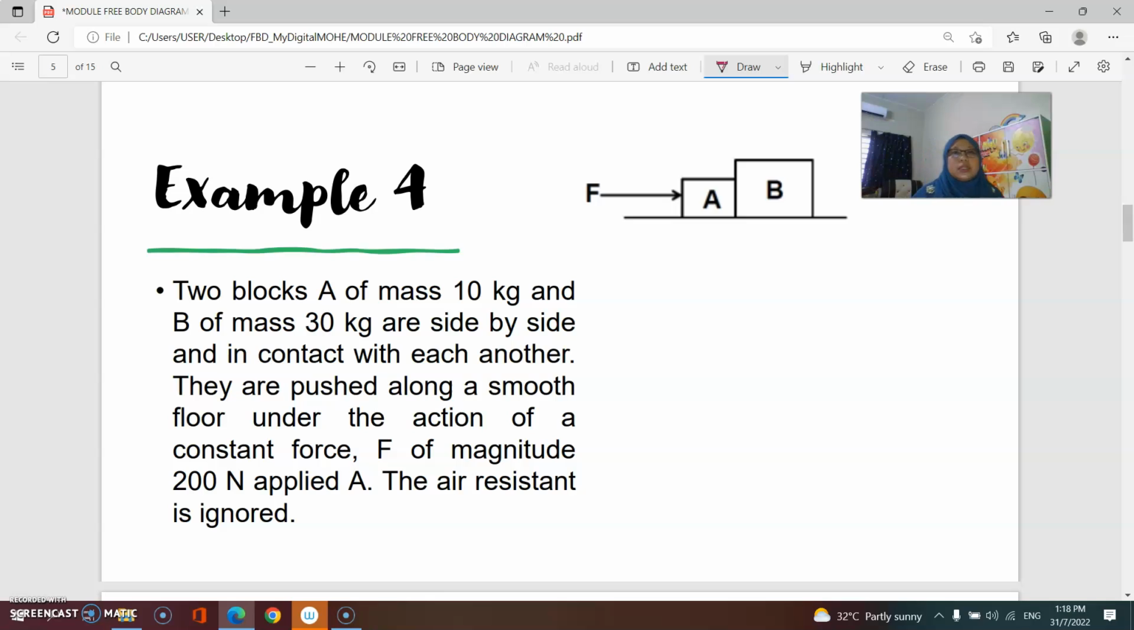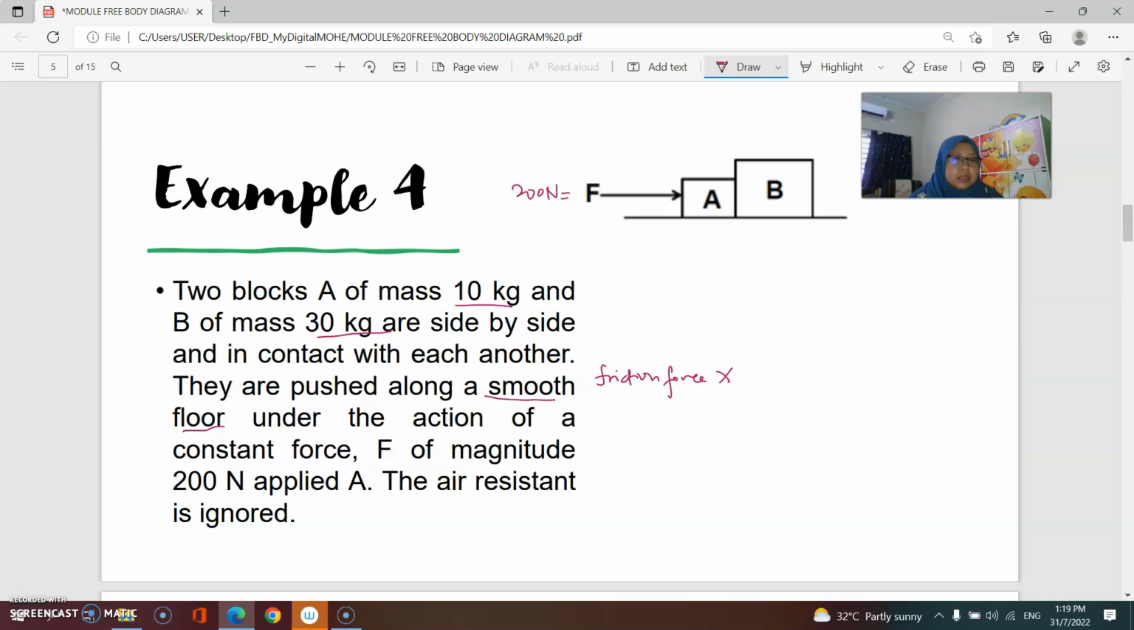Okay, we move on to example 4. Now we have two blocks. A of mass 10 kg and B of mass 30 kg are side by side and in contact with each other. They are pushed along a smooth floor. The keyword here is smooth, so it means that we don't have any frictional force. But we have a force F of magnitude 200 newtons, which is applied to A.